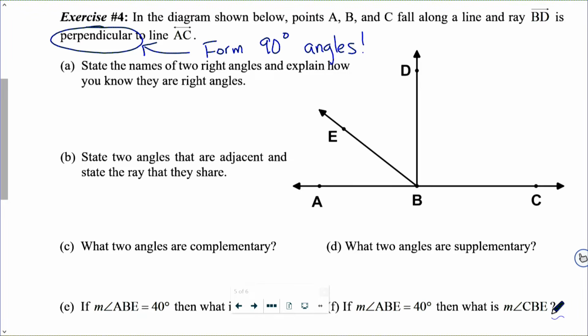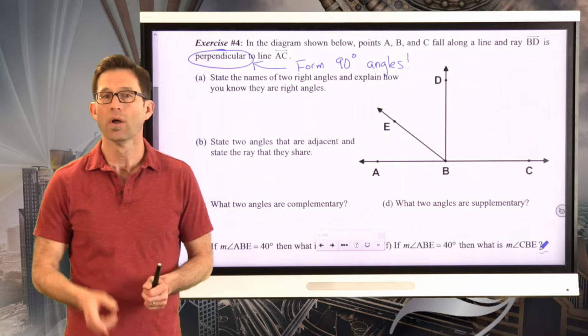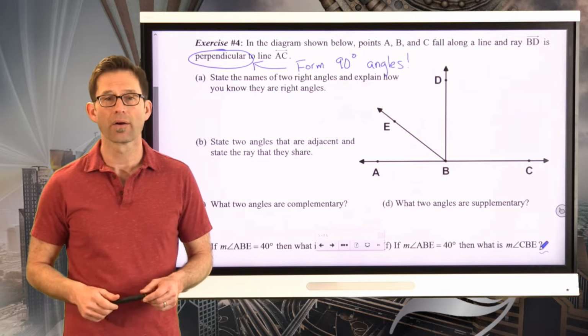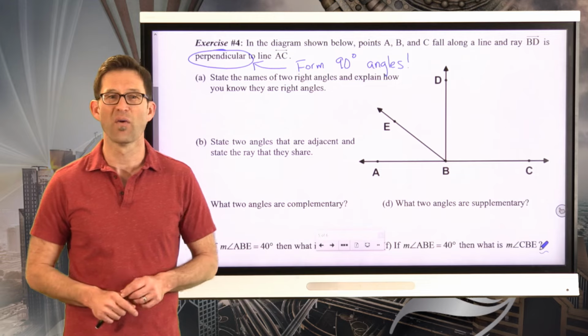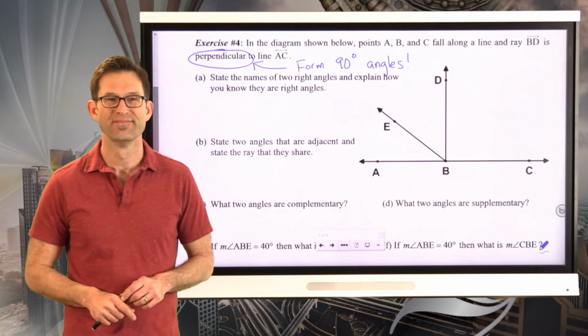All right. So let's take a look at letter A. Letter A says, state the names of two right angles and explain how you know that they are right angles. All right. So why don't you go ahead and look at this diagram and give me the names of two right angles, and then let's talk about why you know they're right angles.